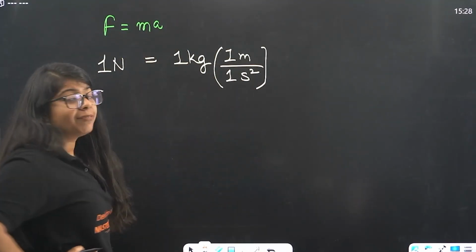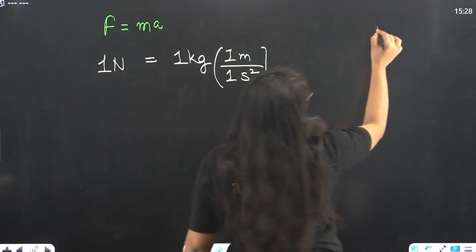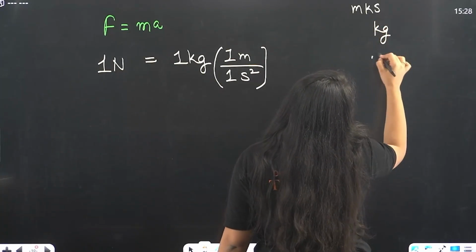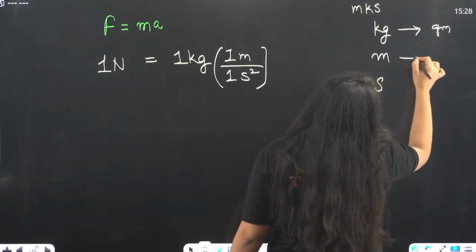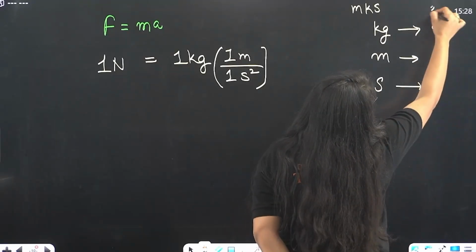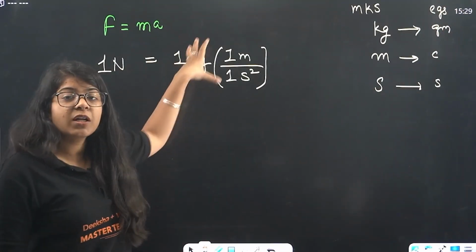Now beta, if I want to convert it into CGS. MKS means kg, meter and second. I'll convert this kg into gram, this meter into centimeter, and this second into second. So this will be the CGS unit. Now they will ask you to convert this 1 Newton into CGS.